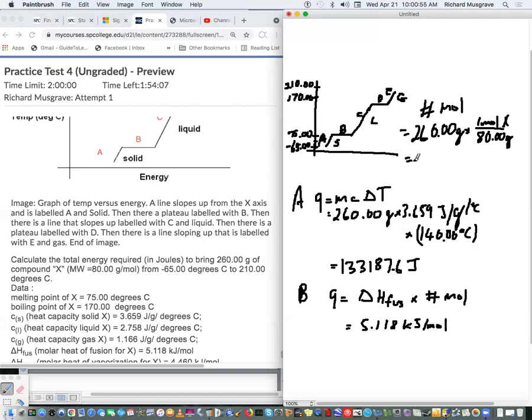And that would be 3.250 moles. So multiply that by 3.250 and then by 1000 joules per kilojoule. And that'll give us that answer as well. And I get 16633.5.